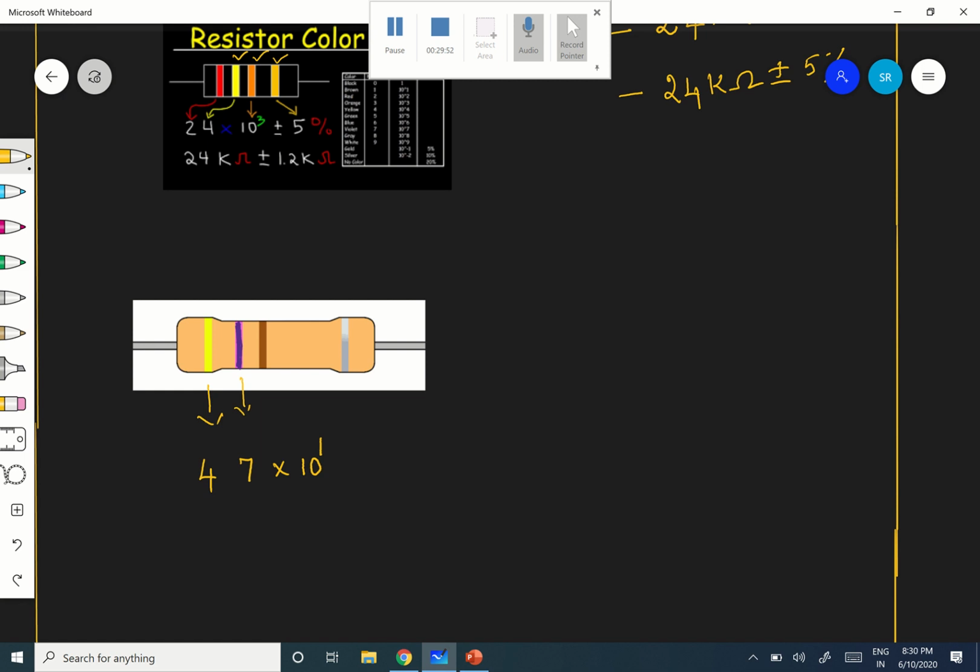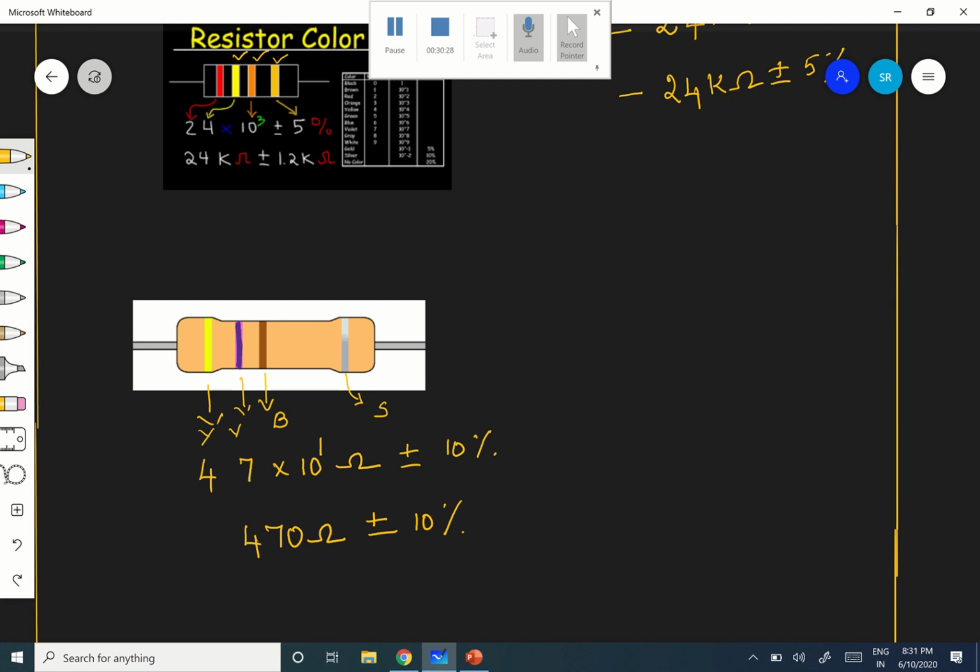And this is brown, this is yellow, this is violet, and this is brown. Okay, and here it is silver. This is 47 ohm, 47 into 10 power 1 ohm. Silver means plus or minus 10%. Therefore, it is 470 ohm plus or minus 10% tolerance. Okay, therefore, this is about how to find out the resistances.